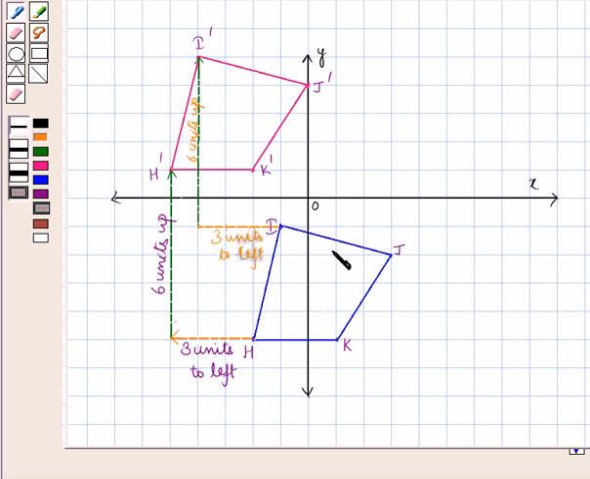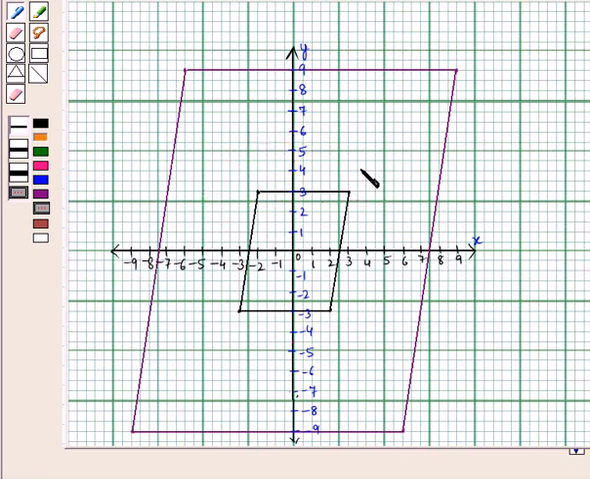So we can say the quadrilateral HIJK has been translated to the quadrilateral H dash I dash J dash K dash after a translation of 3 units left and 6 units up. Now let us see figure 2. Here, the purple image is a dilation of the black image with center at origin and it is an enlargement.